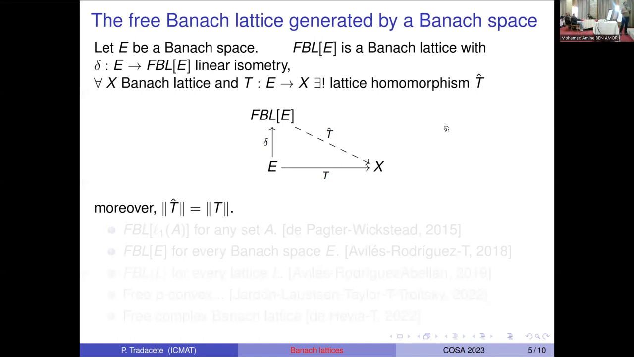This is a Banach space which a priori has no lattice structure, so I cannot speak about lattice homomorphisms from here, but it embeds in this larger object, which is a Banach lattice, and it embeds in such a way that this happens, okay? And moreover, one can control the norm of this extension, right? You can view this as an extension, or you can view this as a commuting diagram, as you wish.